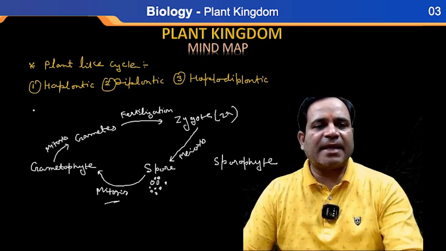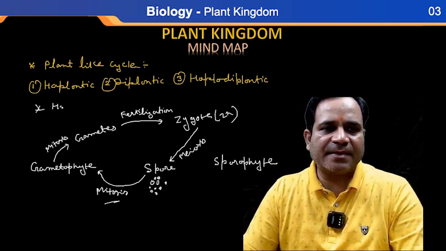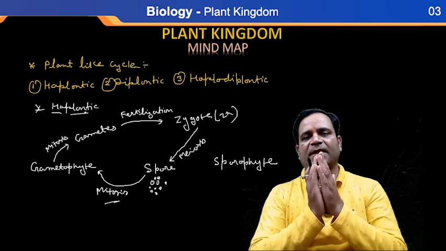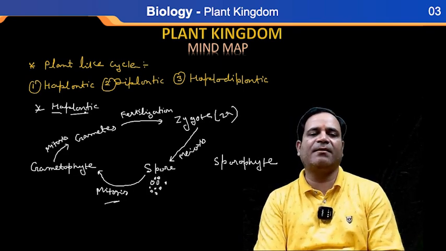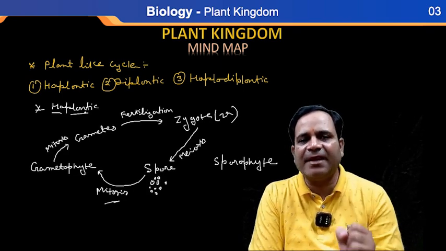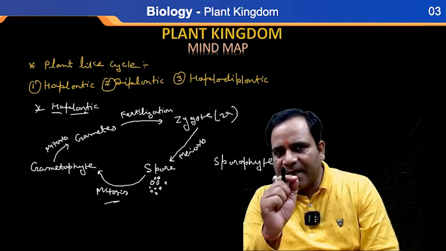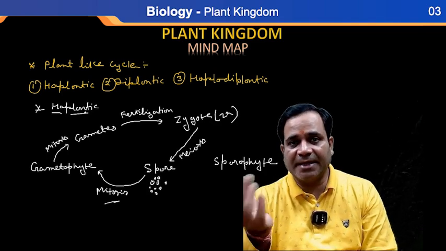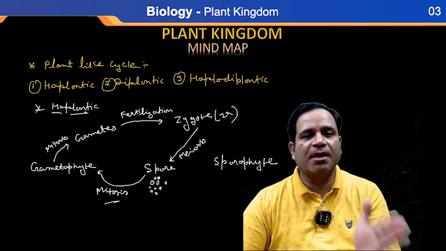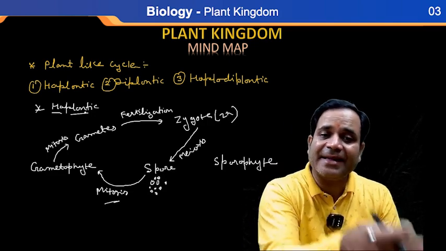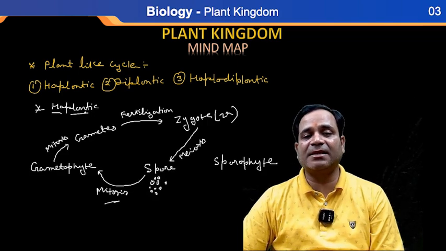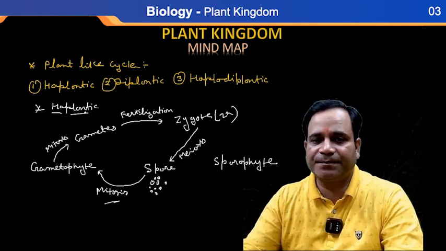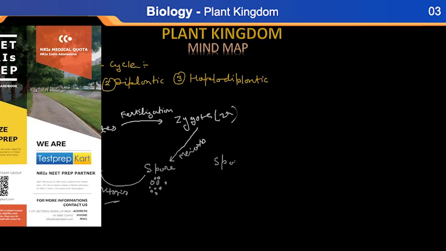So this one is which cycle? The haplontic life cycle. In the haplontic life cycle, the dominant phase is the gametophyte. Why do I say gametophyte? Because in this phase the gametes are formed, and mostly the plant is green in structure. So here the zygote directly goes into meiosis and forms spores, without coming into a sporophyte. Clear?